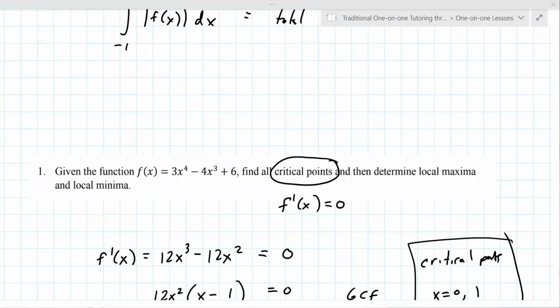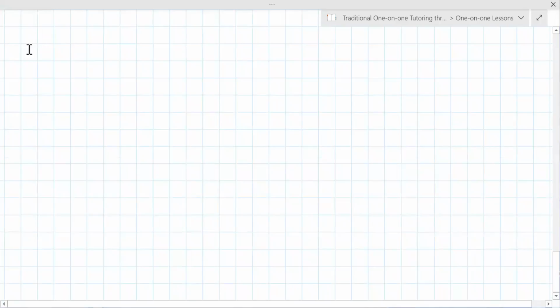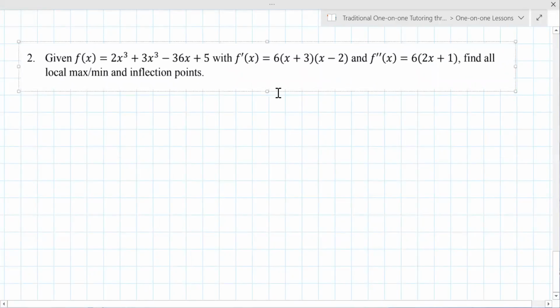If you're okay with that one, we'll move on to question 2. For some reason, your instructor here in question 2 is giving you the original and the derivative and the second derivative. I wouldn't expect that. I would expect you'd have to take the derivative and factor it and take another derivative. But they've given it to you here.